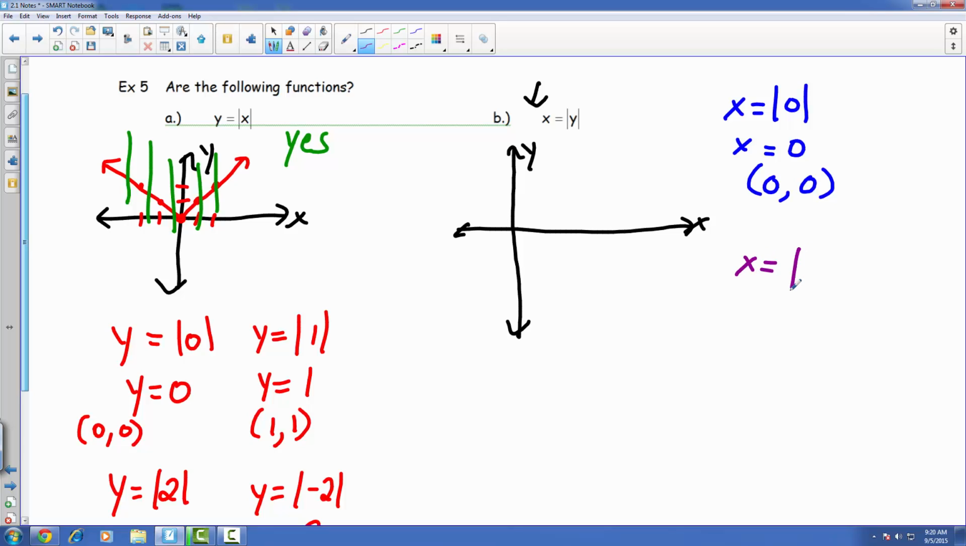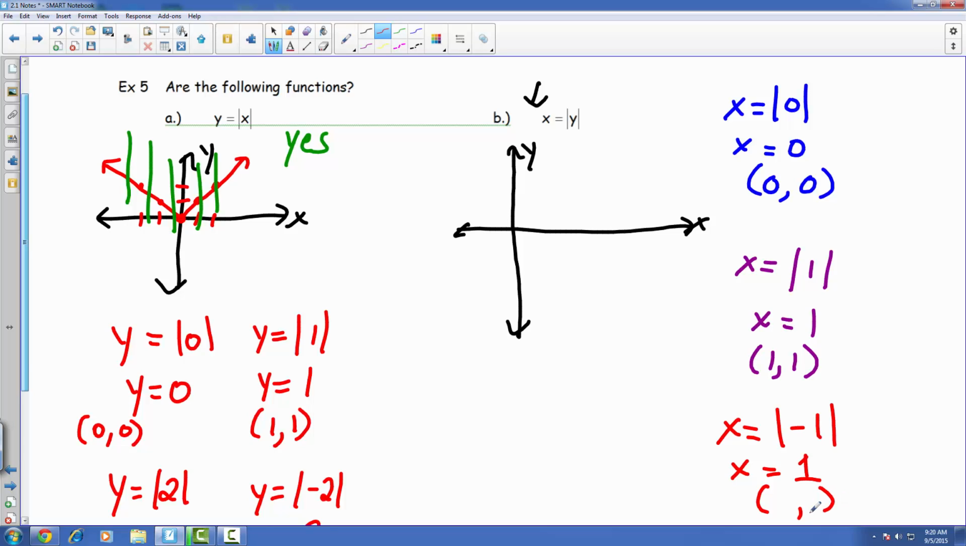Now let's try the value 1. So x is equal to, when we plug in 1 for y, the absolute value of 1, which comes out to be 1. So we have the ordered pair (1, 1). Now let's try plugging in a y value of negative 1. Then we end up with x is equal to the absolute value of negative 1, which comes out to be positive 1. So when we plugged in negative 1 for our y value, we ended up with an x value of 1.